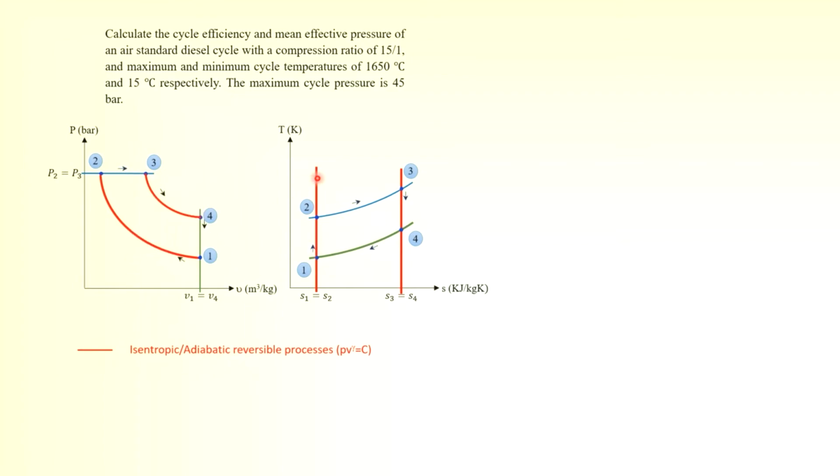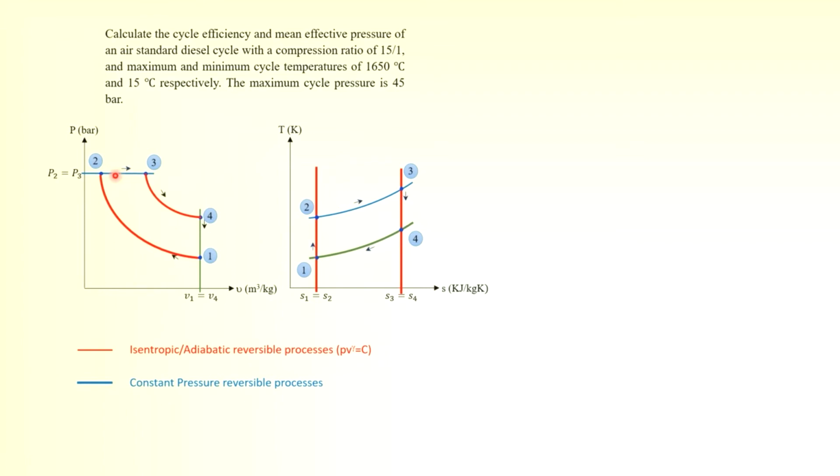So the red lines here refer to the reversible isentropic or adiabatic processes. Reversible, adiabatic or isentropic processes, which follow the law of PV to the power of gamma equals to C, which you can mark on these two curves here on the PV diagram, not on the TS diagram. On the TS diagram, you cannot put that both of these follow this law. This is only referring to PV.